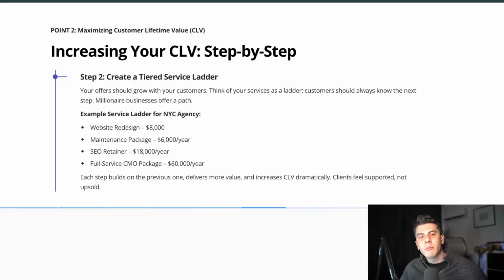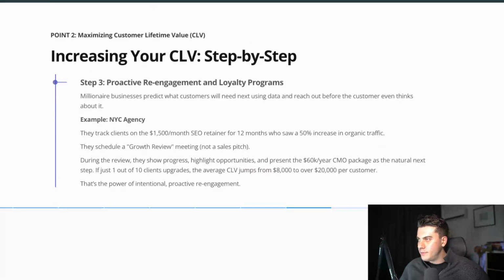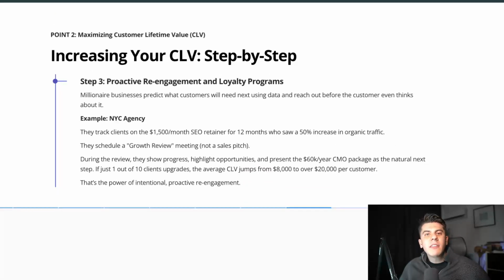Do you see the progression here though? Each step builds on the previous one. Each step delivers more value, and each step increases LTV, CLV dramatically. The clients don't feel upsold. They feel supported as they grow. The final step is one that separates amateurs from pros. Millionaire businesses don't wait for customers to ask for more. They predict what the customer will need next using data and reach out before the customer even thinks about it.